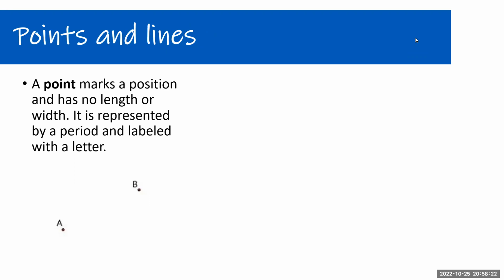Let's start with some of the most basic pieces of geometry: points and lines. A point we've already talked about way back in, was it Unit 2, where we talked a lot about graphing? A point just marks a position and it has no length and no width. It's just a single little point. We're going to represent it with a period and we're going to label it with a letter. So this right here is point A and the other one is point B.